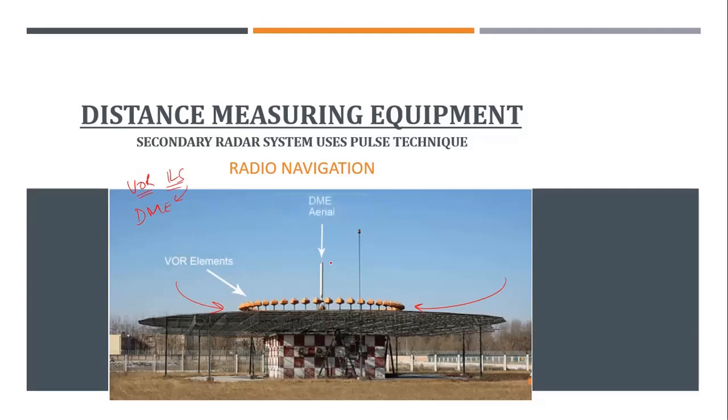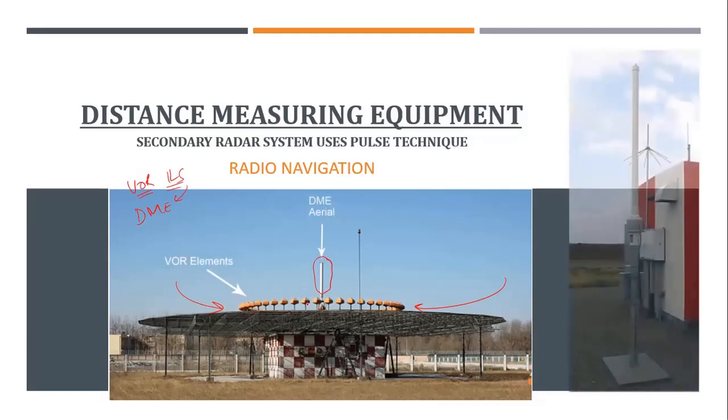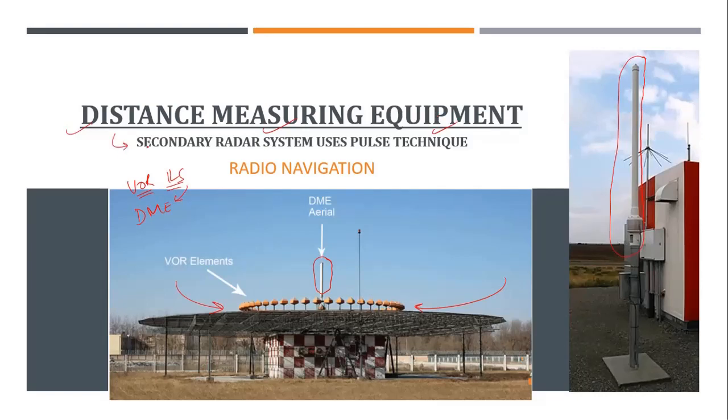So DME is right here in the center, this white area. If you want to look closely, it looks like this. This is the DME. Now, of course, DME is used to measure distance. The full form itself is distance measuring equipment. Very simple. Okay. The principle of operation is written here. It's a secondary radar system using the pulse technique. Of course, radars use the pulse technique. So this is the secondary radar system.